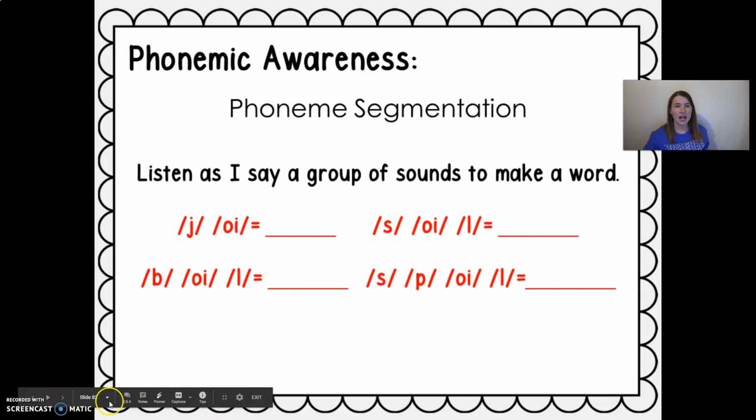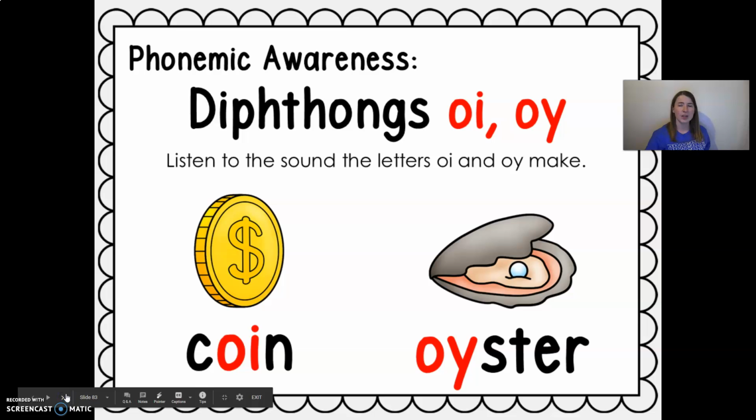Alright. I'm going to say a group of sounds to make a word. Are you ready? J, oy. What's the word? Joy. S, oy, l. What's the word? Soil. B, oy, l. What's the word? Boil. S, p, oy, l. What's the word? Spoil. Good job.